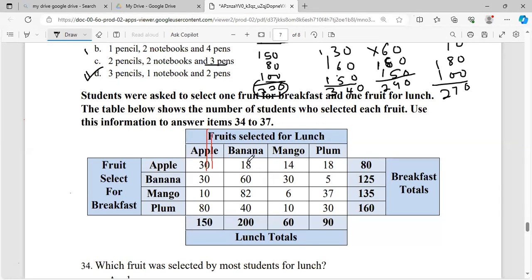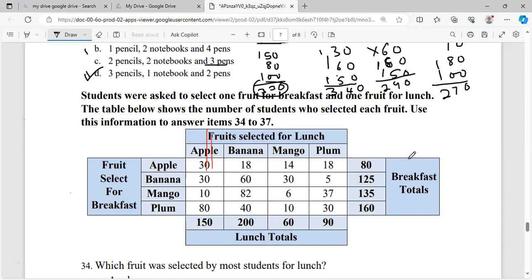Here now, they give you the lunch. The apple, the banana, the mango, the plum, and then they have the totals. So you have to know how to read the graph first of all in order to answer the question. All right? And that is how you look at it. Fruits for breakfast run across like this in rows, while for lunch it goes in column.